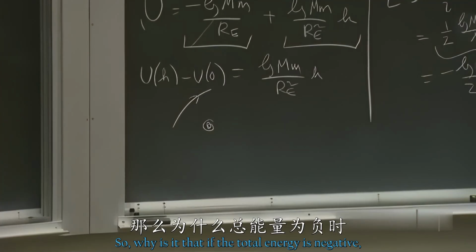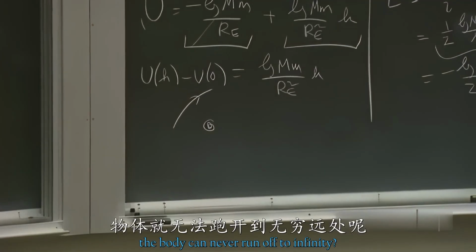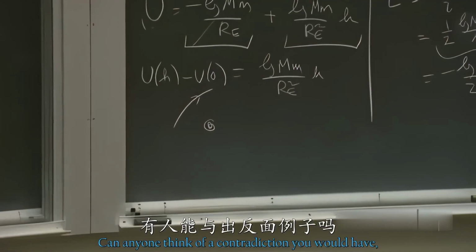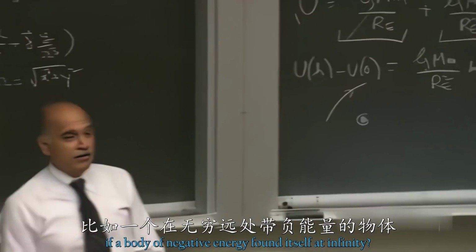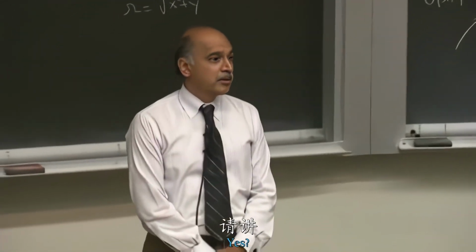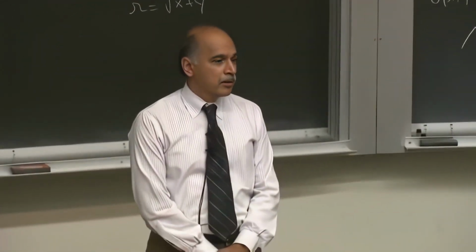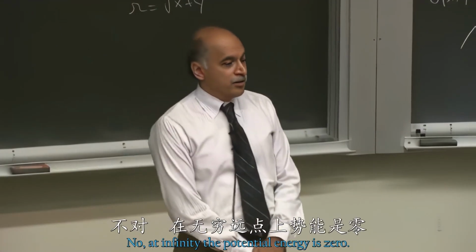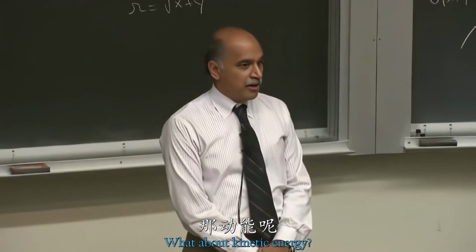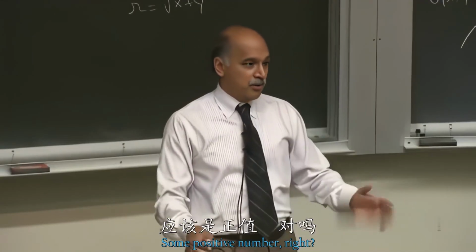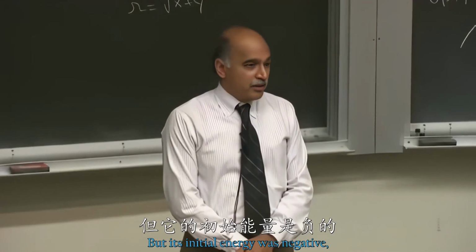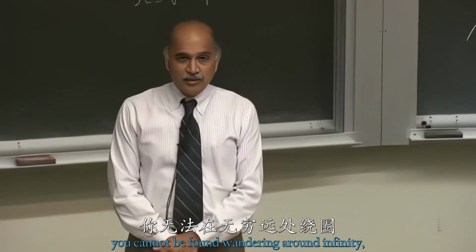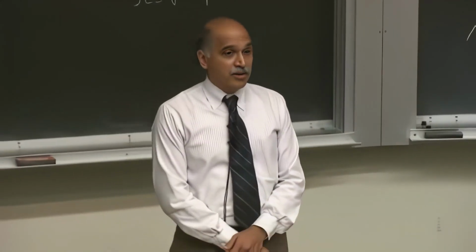So why is it that if the total energy is negative, the body can never run off to infinity? Can anyone think of a contradiction you would have if a body of negative energy found itself at infinity? Yes? It will have to gain energy to go to infinity, because then the potential energy will be positive. No, at infinity, potential energy is 0. What about kinetic energy? Some positive number, right? But its initial energy was negative, and you cannot change it.